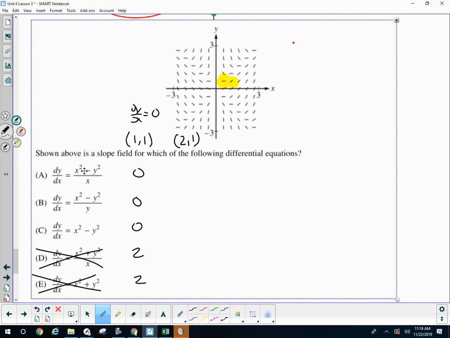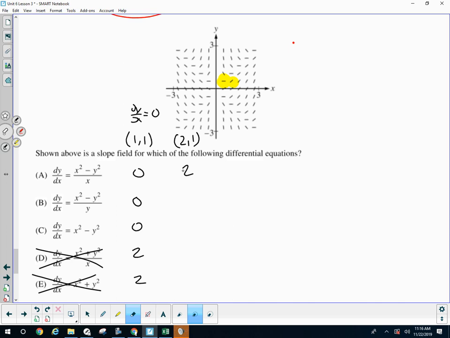If I plug in 2, 1, I should get a slope of 1. Now, I see I get 4 minus 1, divided by 2, which is 3/2. Okay, that's close to 1. This is 4 minus 1 over 1. That's 4. This is 4 minus 1. That's 3. I don't know, man. I'm not going to make any decisions off of that.